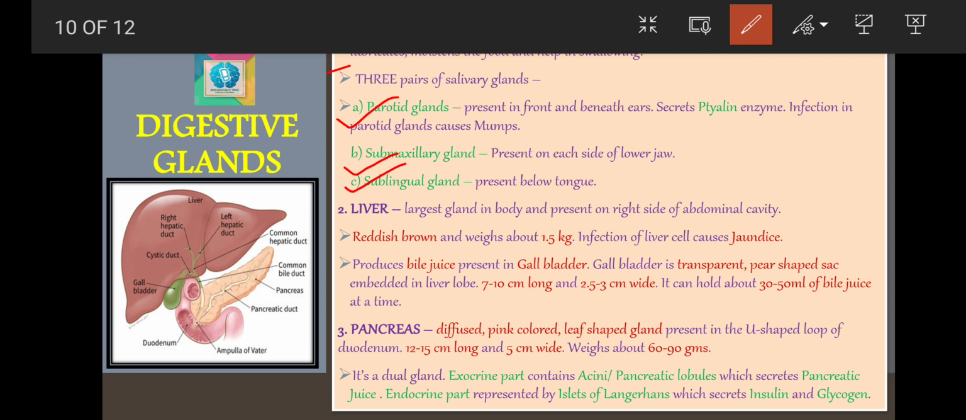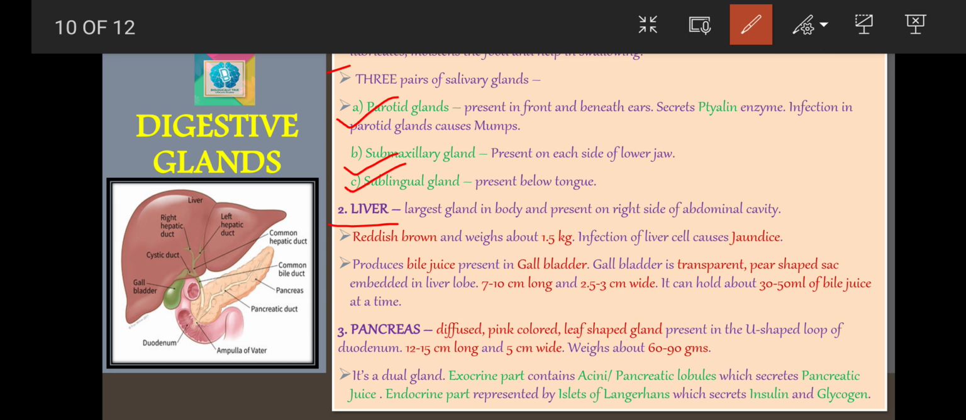The second digestive gland is your liver, which is the largest gland in the body, as shown in the picture also. It is reddish brown in color and weighs about 1.5 kg. It lies on the right side of the abdominal cavity, just below the diaphragm. The numerous hepatic cells present produce the bile juice, which is stored in the gallbladder and is released in the duodenum when required.